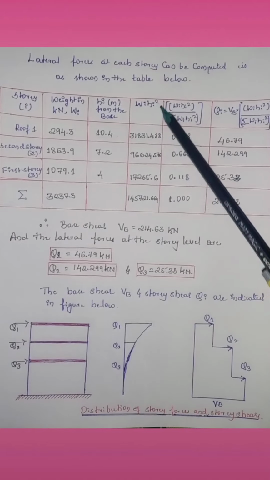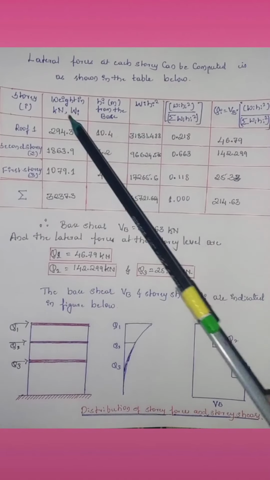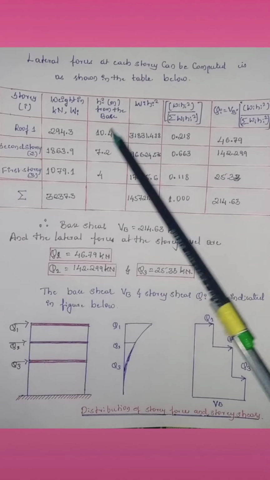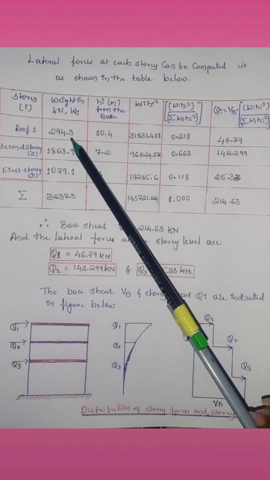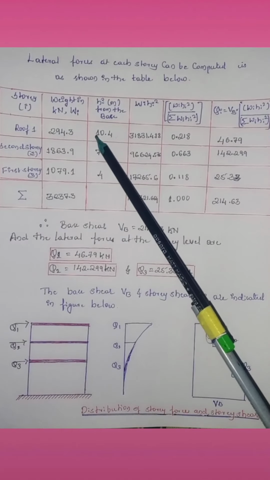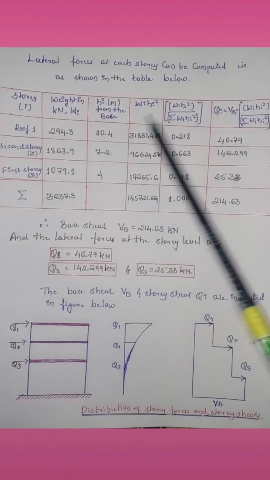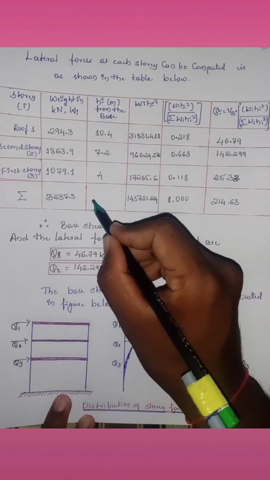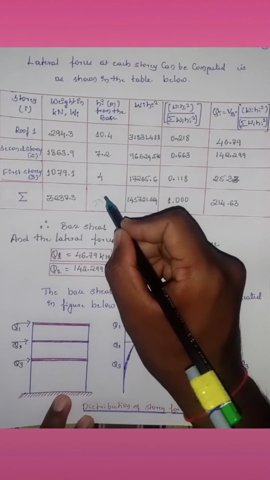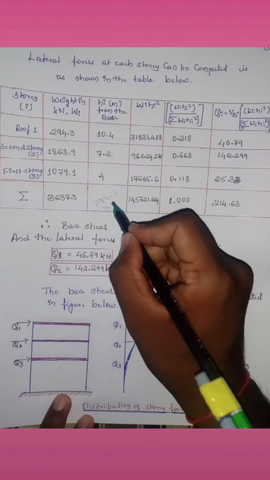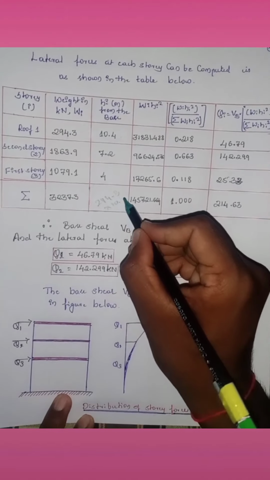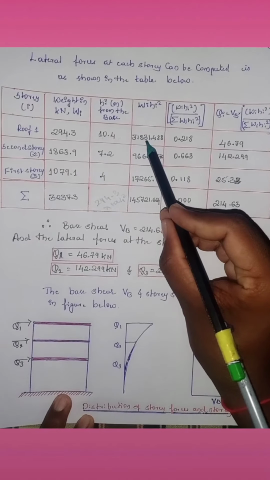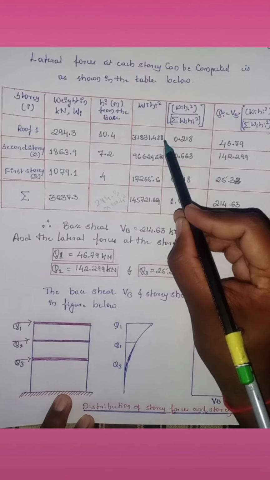Okay, here Wi hi square, this Wi value into this square. 294.3 into 10.4 square. Here I'll write it for your understanding's sake. 294.3 into 10.4 square. If you do this, you will get 3183.488. Okay.